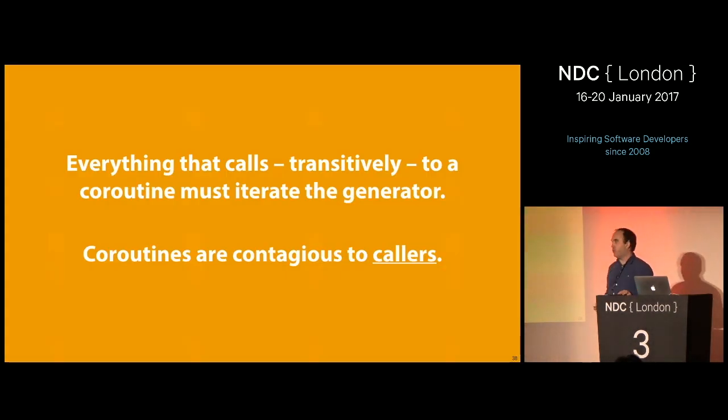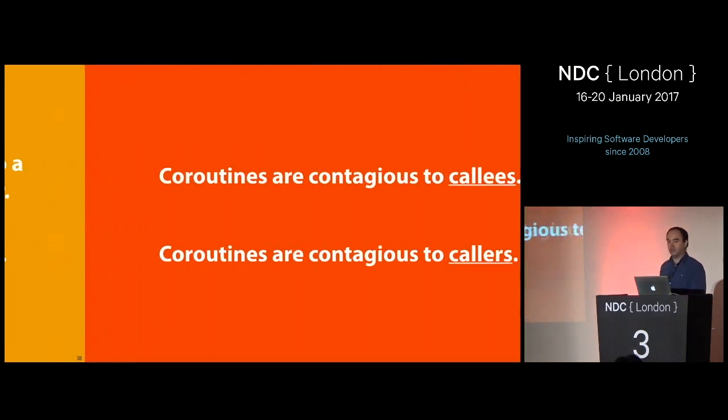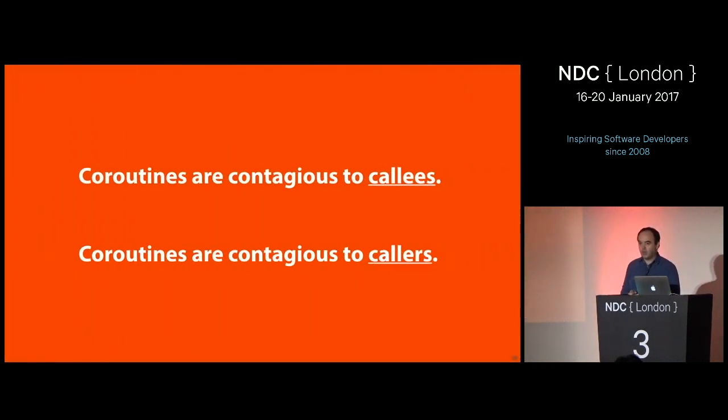So this is the second rule, which is that everything that calls transitively your coroutine must iterate the generator. So not only are coroutines contagious to callees, they are contagious to callers. And of course, you don't have to think about this very hard to realize that very soon your entire program needs to be asynchronous except for the main function. Right? That is logically where you end up. Or at least, if not asynchronous, at least non-blocking.